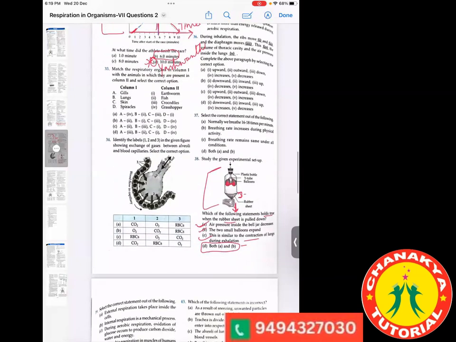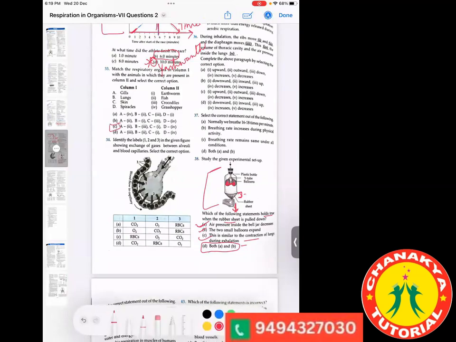Now, Anubhav, read the question number 33 and give the answer. Yes, ma'am. In question number 33, it is written that match the respiratory organs in column 1 with the animals in which they are present in column 2 and select the correct option. According to me, it is C. Correct. So this is C. Gills will be with the fishes.